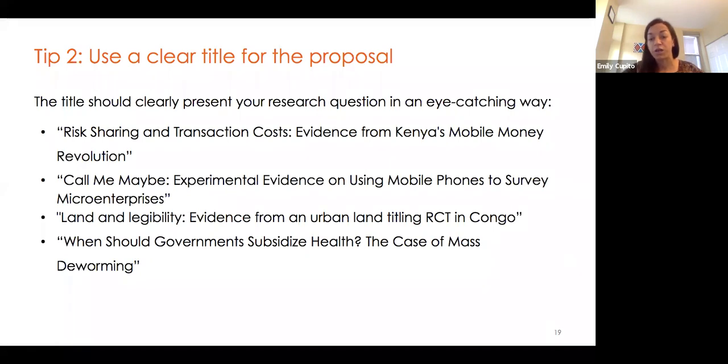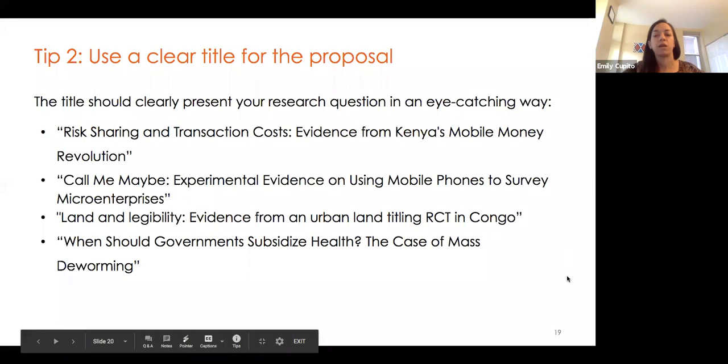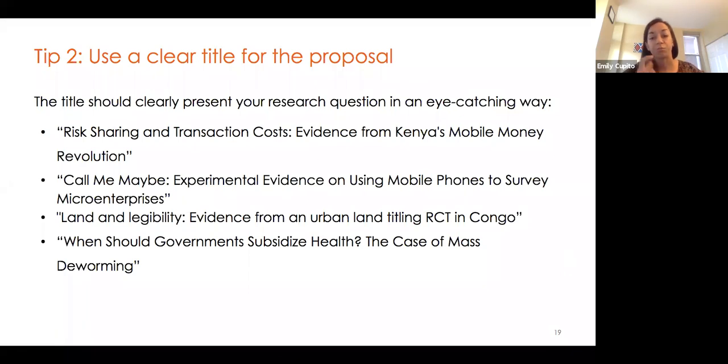So I love some of these titles, such as Call Me Maybe, but you can think about cute ways to name your title, but I think the most important thing is that your title is clear and it hints at what you're going to do in your research. And so it leaves the audience wondering what it is you're going to do and how you're going to do it, but it does that in a way that gives them some preview to that, even in just a few short words.